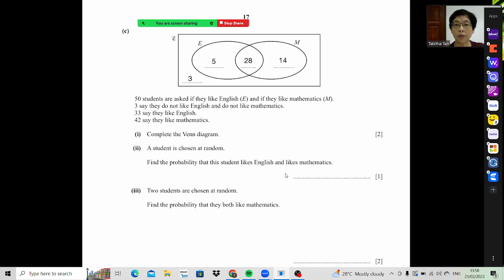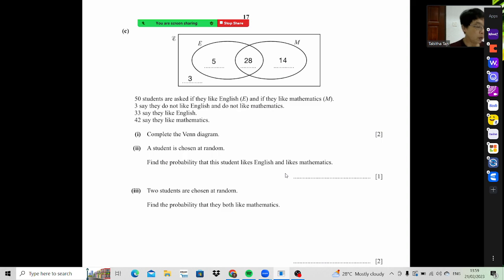Out of 50 students, they are asked if they like English and if they like mathematics. 3 say they do not like English and do not like mathematics. 33 say they like English. 42 say they like mathematics. Part 1: Complete the Venn diagram. It has been done for you because it's not the focus of this video. Part 2: A student is chosen at random. Find the probability that this student likes English and likes mathematics.